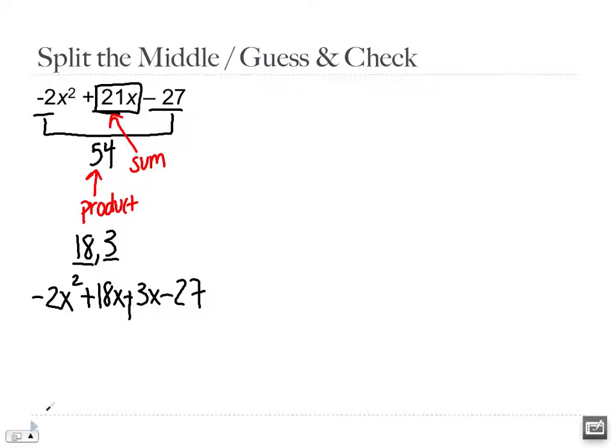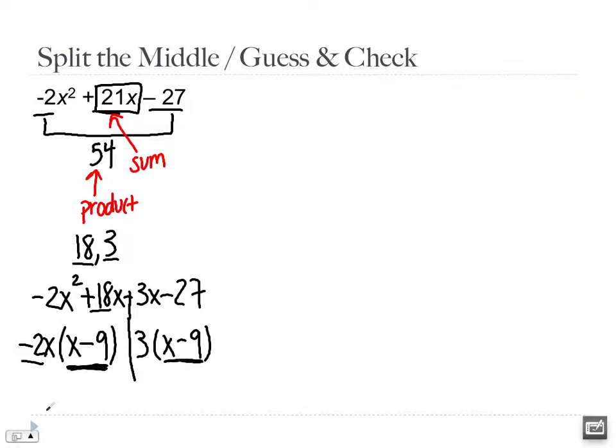Now you want to put a line down the middle, and you want to factor the left side and factor the right side. So out of the left side, I'm going to factor out a negative 2x. I'm left with x subtract 9, because positive 18 divided by negative 2 is negative 9. On the right side, I want to factor out a 3, and I'm left with x subtract 9. At this point, I want to check, am I on the right track? These two sets of parentheses should match. Because they do, I know I'm on the right track.